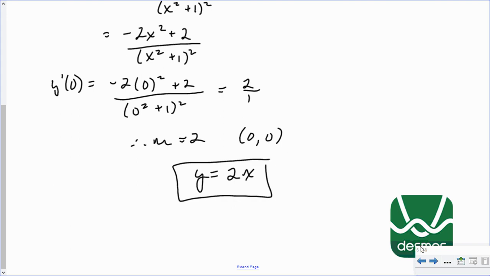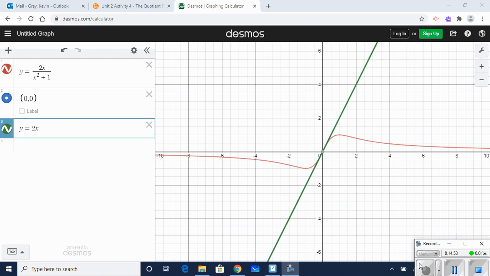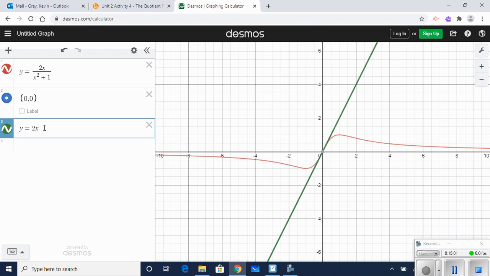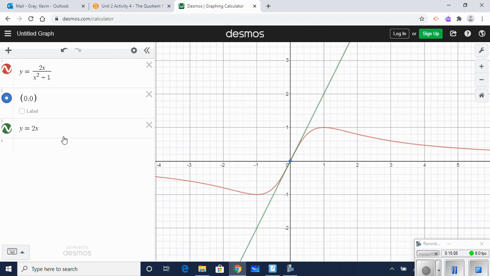I've got a Desmos link here, so I'm going to show this in Desmos. I think it's time we go to Desmos. So I'm just going to pause this for a second. Okay, when I open up Desmos and graph my original function, plot my point, and then graph my tangent line, notice, as we thought, it's confirmed with Desmos that the tangent line y equals 2x does in fact touch the point (0, 0) on the function.